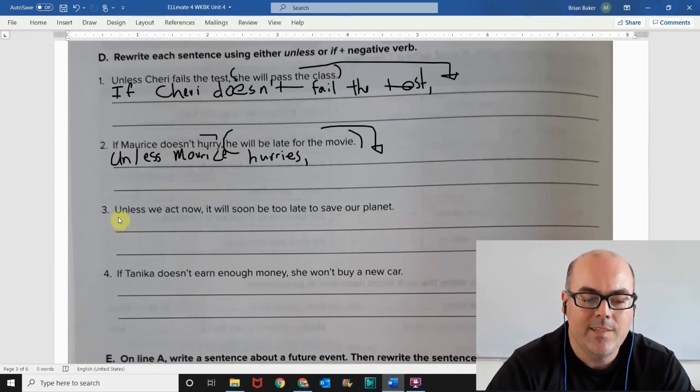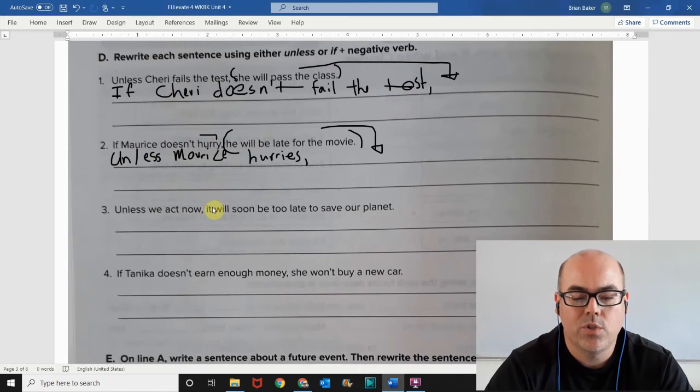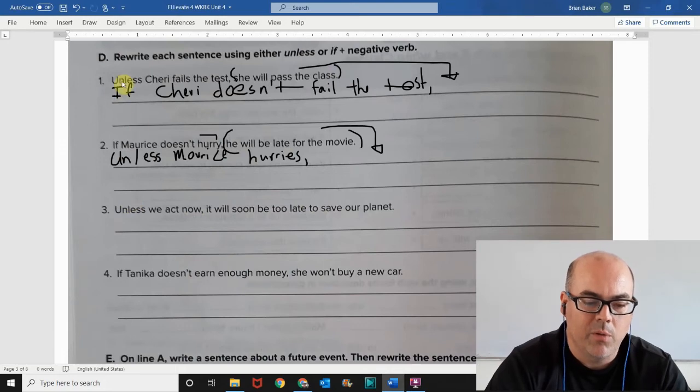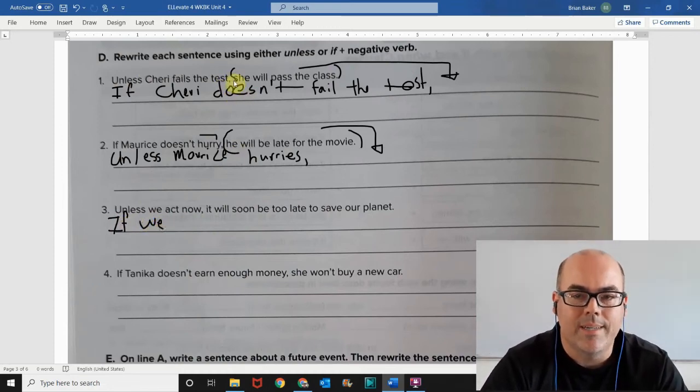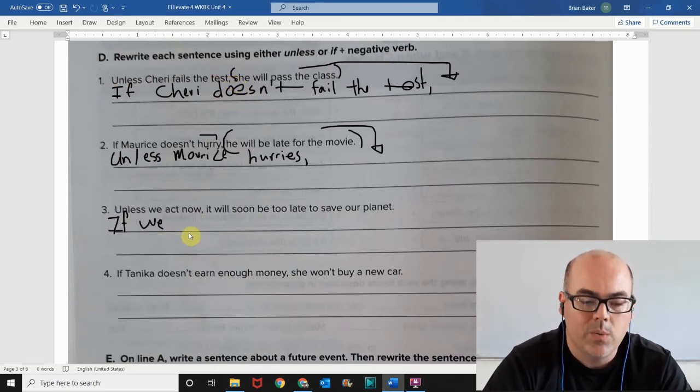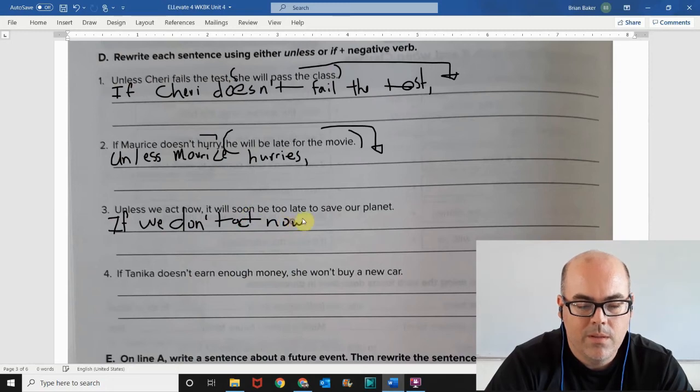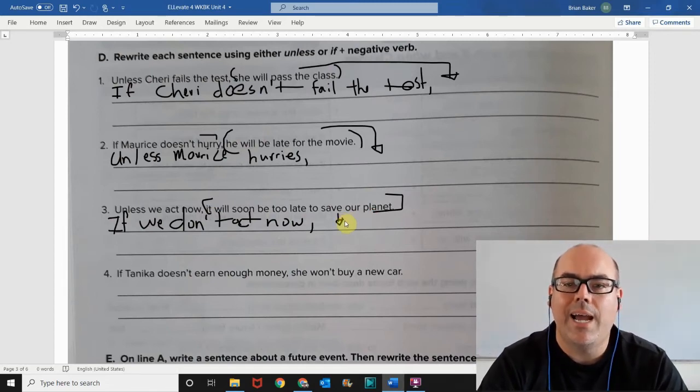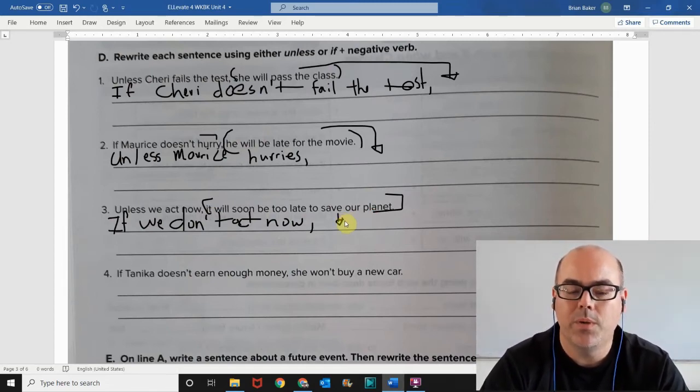Number three, unless we act now, it will soon be too late to save our planet. All right, so let's follow the same format as this one. So if, and then our subject, we. And then we need to use doesn't or don't. So if we don't act now, and then this whole section goes here. So if we don't act now, it will soon be too late to save our planet.